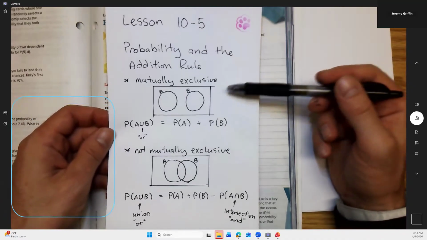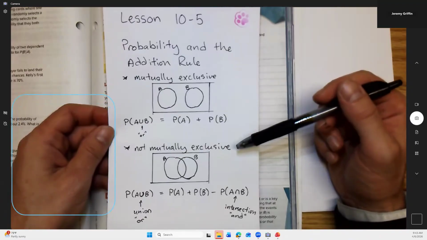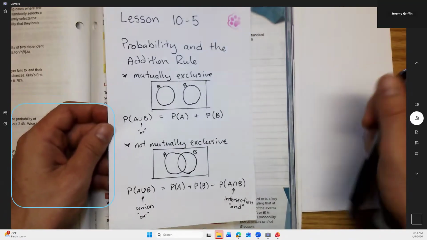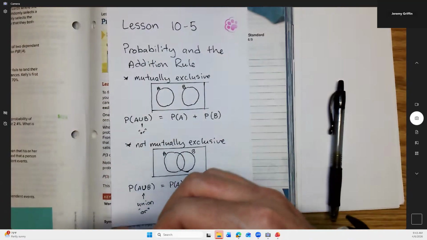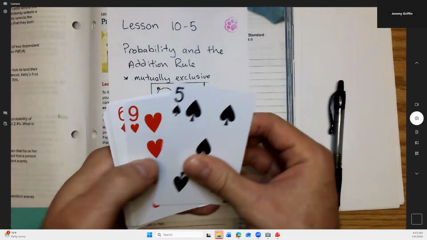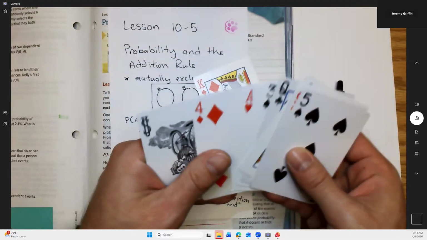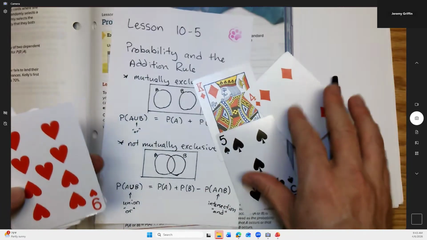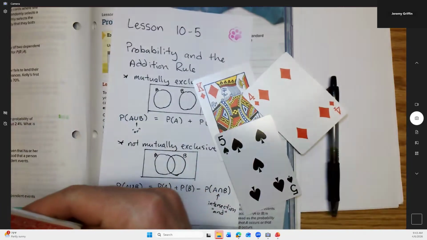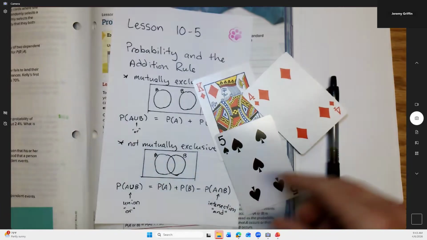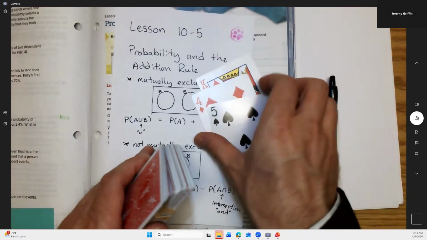Okay, so are events mutually exclusive or are they not mutually exclusive? And what could that mean? So let's say I got some cards here. Cards is a good example. Now, what if I say I draw two cards? Guys, let's draw one card. That's what I meant.